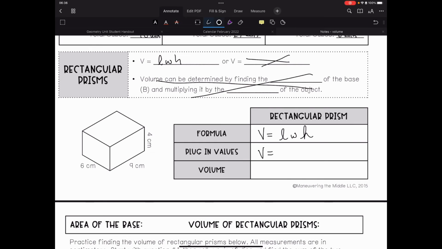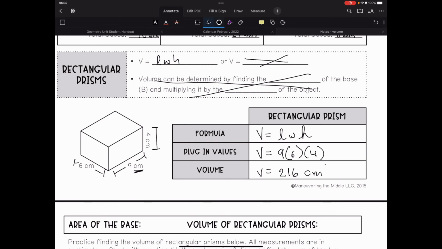So the volume equals the length is right here, that's 9. The width is right here, which is 6. And the height is 4. So we've substituted our length, width, and height with 9, 6, and 4. Now we can go ahead and calculate the volume. So 9 times 6 is 54. And then 54 times 4 is 216. And this time we have a label. Look, it's centimeters. So it's centimeters cubed.